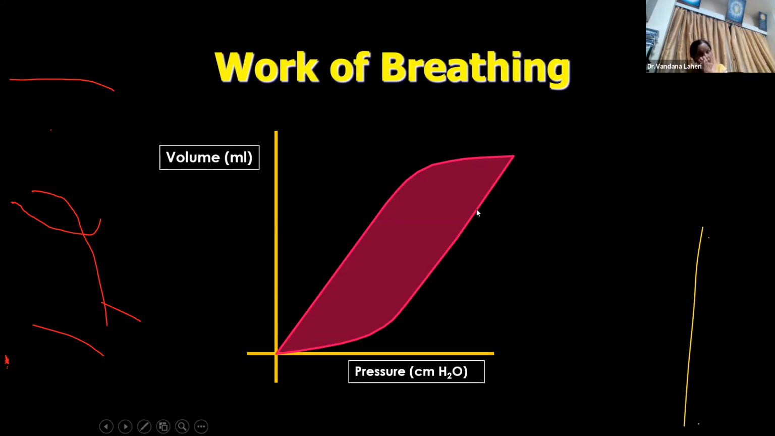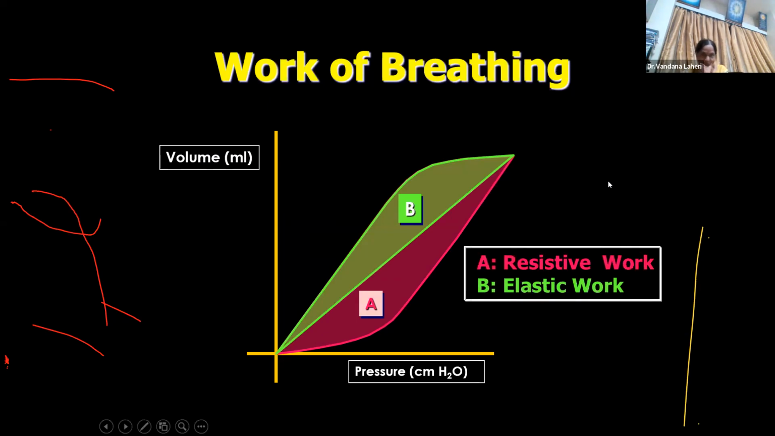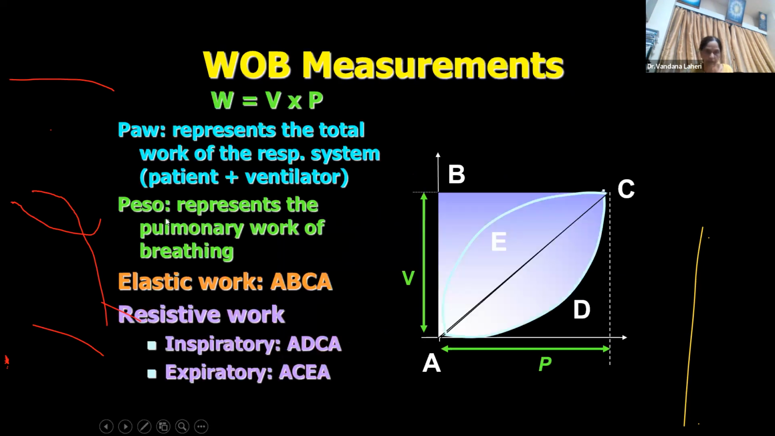You can make out work of breathing from this. Can you see here? A is called resistive work and B is elastic work. So work of breathing can be calculated from the area involved in this graph. Now PTPW represents the total work of the respiratory system, that is patient plus ventilator. Even the ventilator works for the patient.